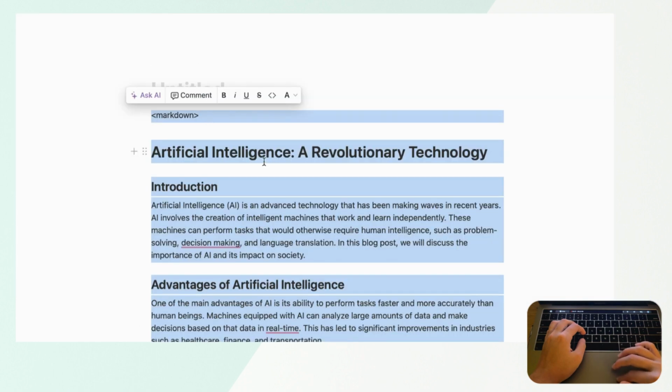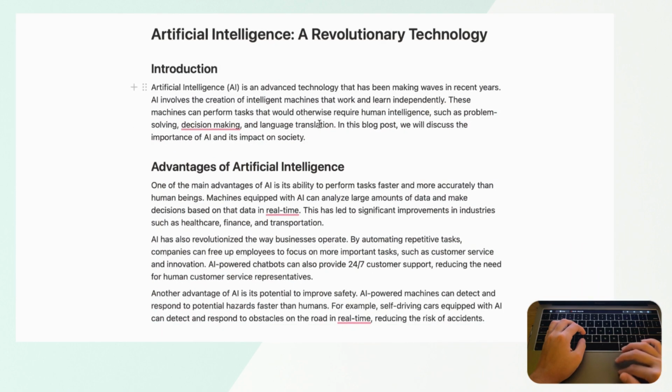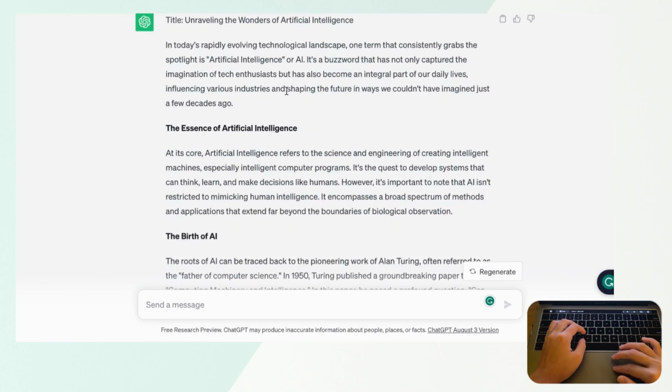But if we compare Notion AI's article, then it's very straightforward. So it says, artificial intelligence is an advanced technology that has been making waves in recent years. So that's the first line of this one. But comparatively here, it says, in today's rapidly evolving technological landscape, one term that consistently grabs the spotlight is artificial intelligence, or AI. It's a buzzword that has not only captured the imagination of tech enthusiasts, but has also become an integral part of our daily lives. So it's very flowery and sometimes quite long, the sentences.